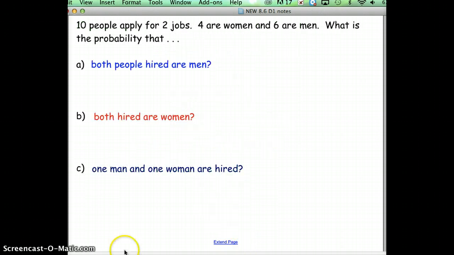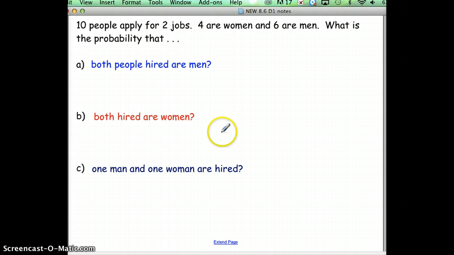Okay. All right. So we're just going to do a random assortment of examples. And with probability as well, there's lots of different ways to do the problem. So the way that I'm showing you now is not necessarily the only way. So if you ever want to check and see if your way works as well, just let me know.